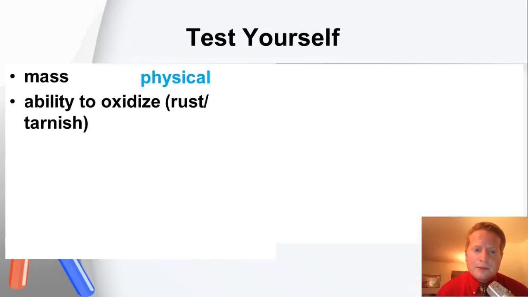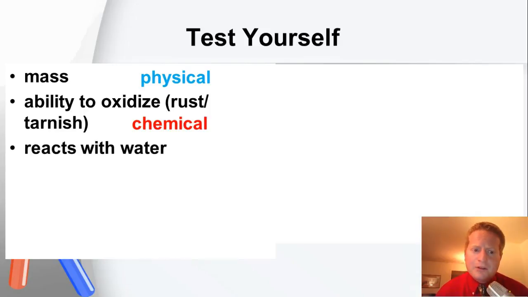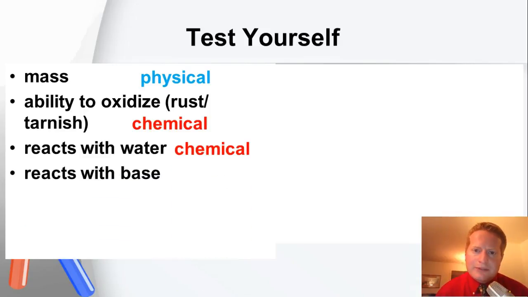So let's test ourselves a little bit. If we look at mass, we're trying to decide now whether these are chemical or physical properties. So is mass chemical or physical? Mass is physical because we can determine that without doing any reaction. Ability to oxidize, so rust, is that physical or chemical? Oxidizing or rusting is a chemical change, and so the ability to do that means it's a chemical property. Reacts with water, there's that reacts with, so that must be what type of property? Chemical. Reacts with base, so that must be chemical again.